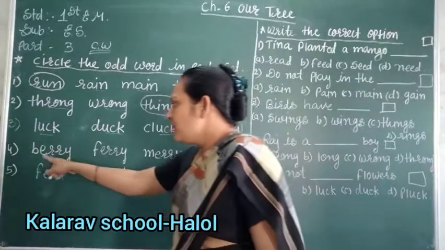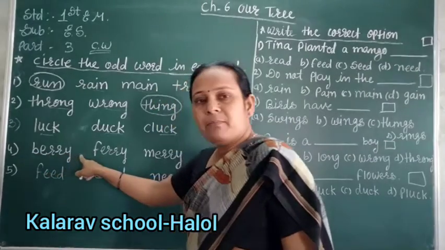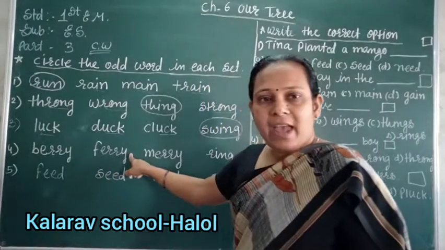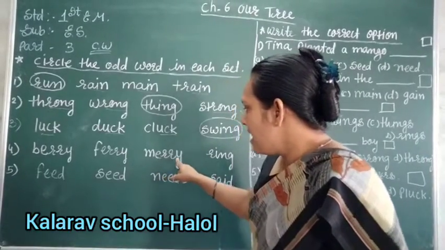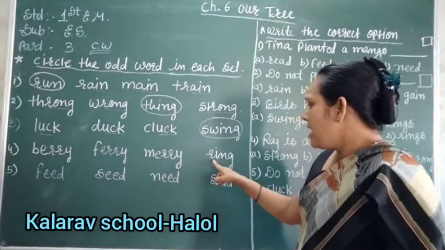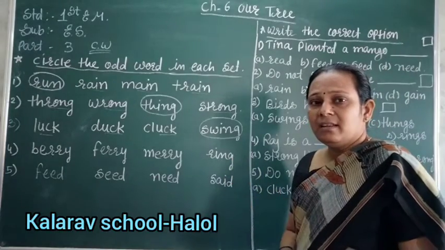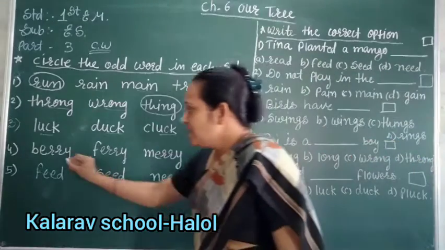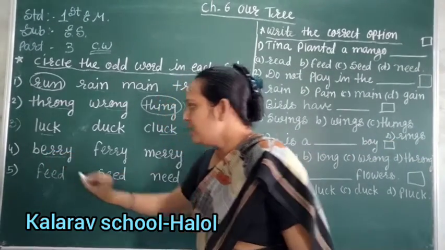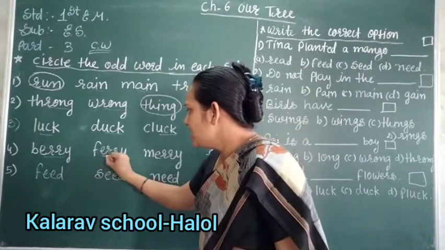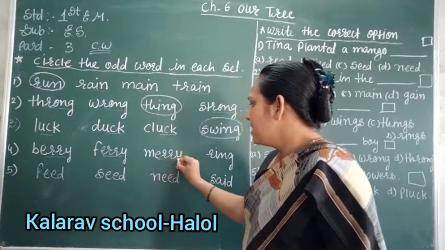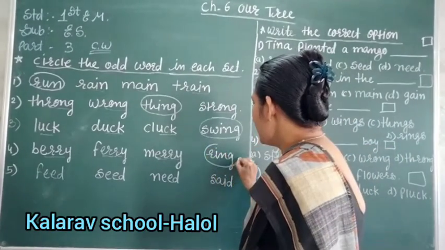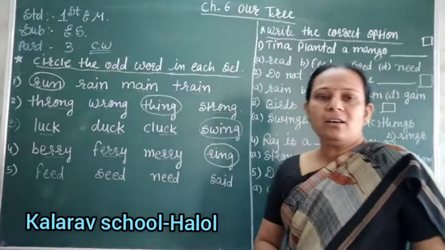Swing. Now fourth number, B, E, double R, Y, berry. Right? F, E, double R, Y, fairy. M, E, double R, Y, Mary. And R-I-N-G, ring. Children, have you observed properly? Which are the same? E-double-R-Y. Right? Here is the same. Here again is the same. And here is again the same. So which one is the odd? It is R-I-N-G. Ring is the odd.